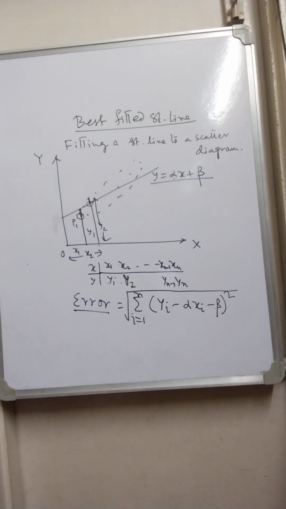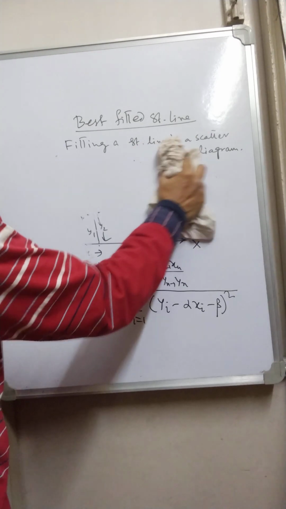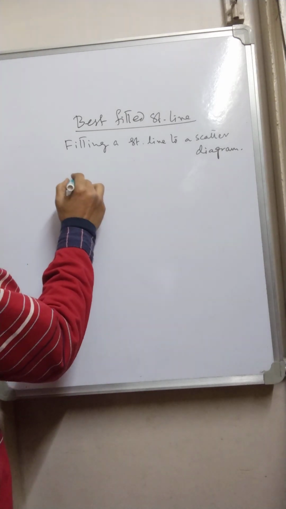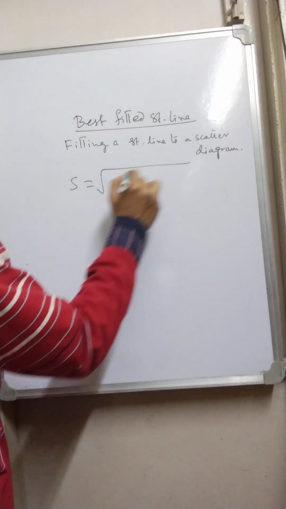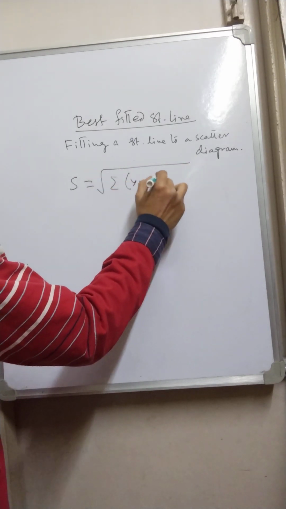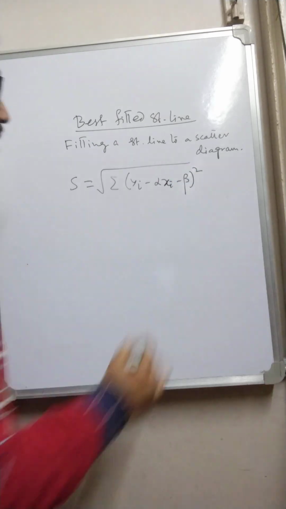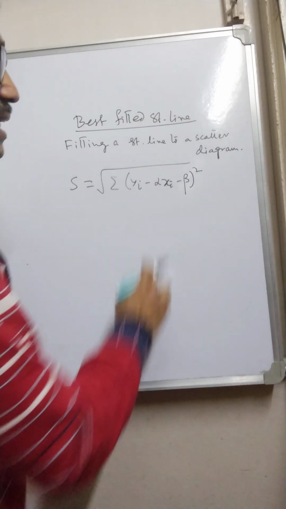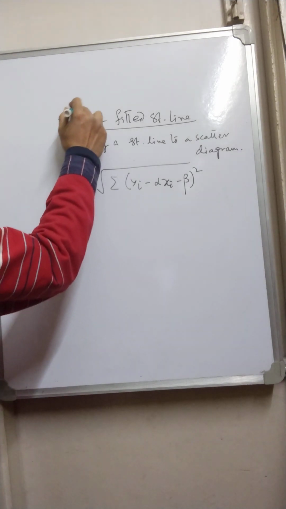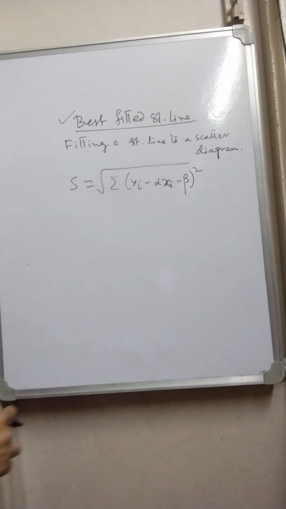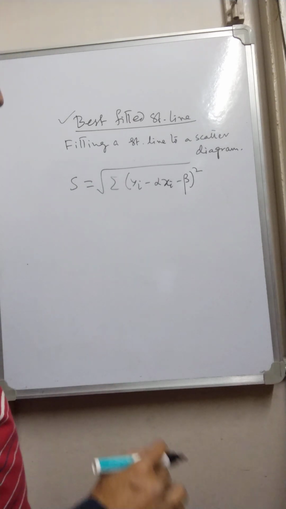And for that, we would like to employ the partial derivative method, which will minimize this quantity. We all know that the error is nothing but the summation of (yi minus alpha xi minus beta) whole square. See, these yi and xi are tabular values, so they are constant. And what we would like to determine for the best fitted straight line is alpha and beta, which fix the straight line. I think this is understandable.